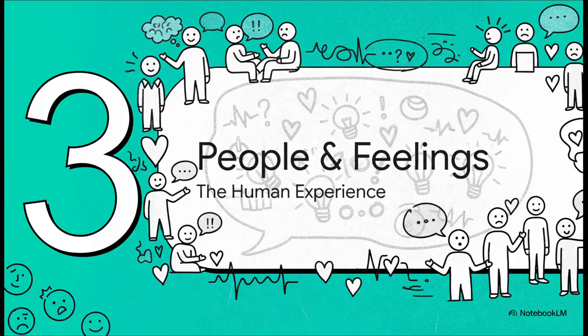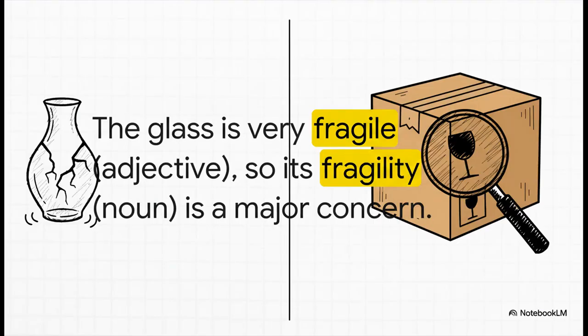And now for our final section, we're going to shift gears a bit. We've talked about ideas and actions, so now let's get a little more personal and look at words that help us describe people, feelings, and just the whole human experience. This is a perfect way to see how word families work. It's like getting 2 words for the price of 1.